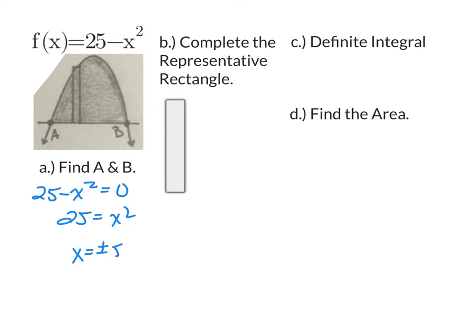Now, it's important to remember that a and b are points. So we should write them as ordered pairs: a is the point negative 5, 0, and b is the point positive 5, 0.